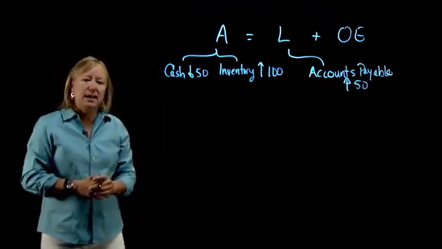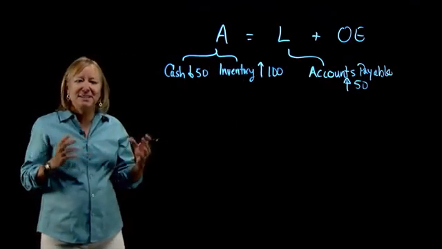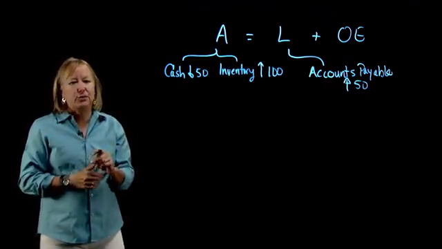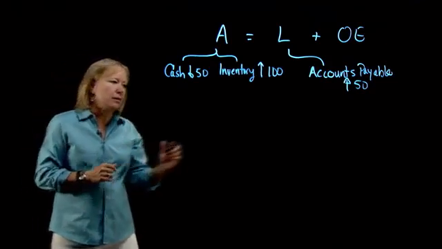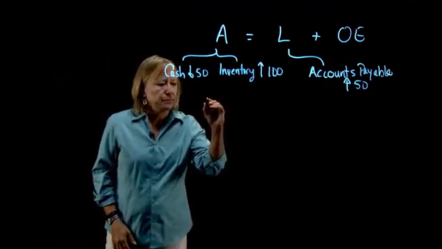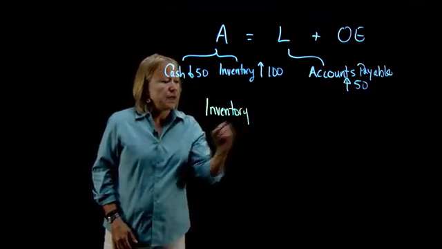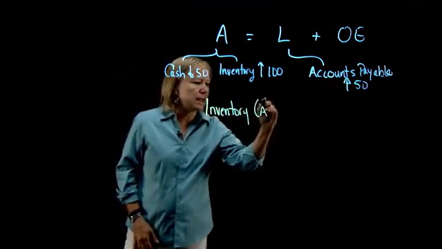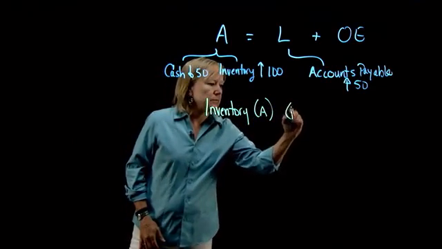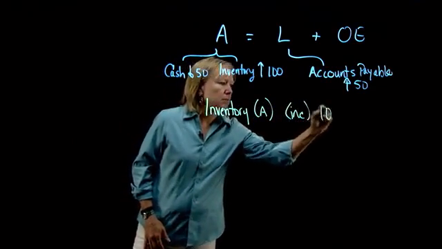Inventory, which is an asset account, increases. Increases in asset accounts are left side entries or debits. So let's start there. We have a left side entry. Inventory, which is an asset account, increases by $100.